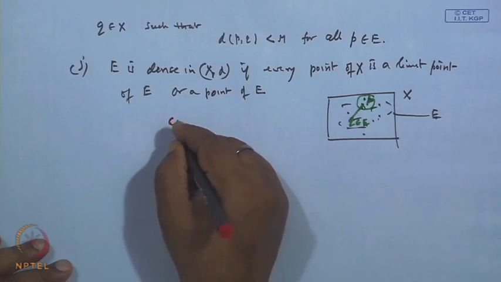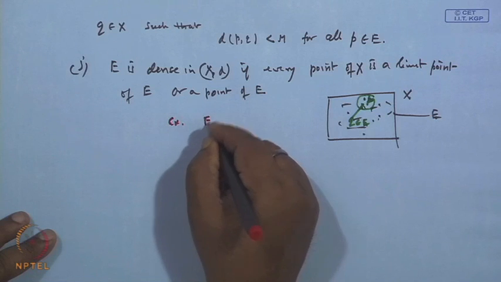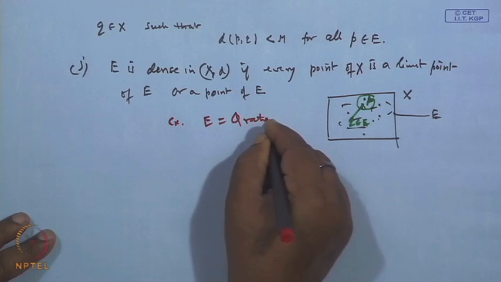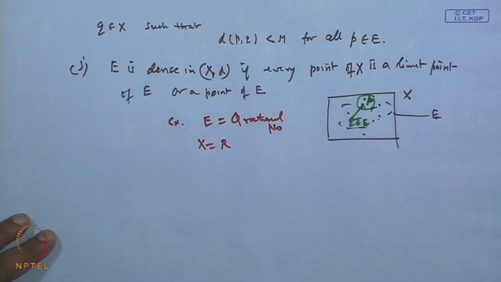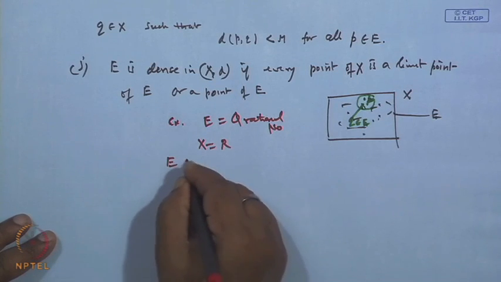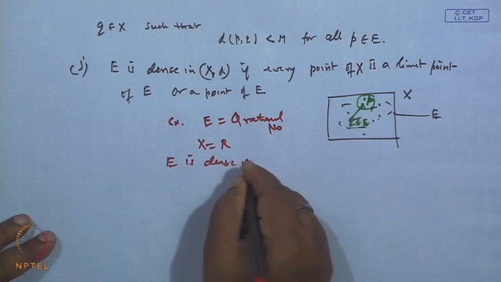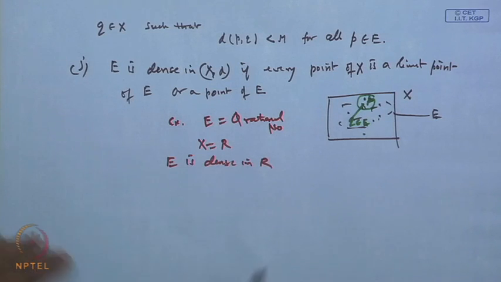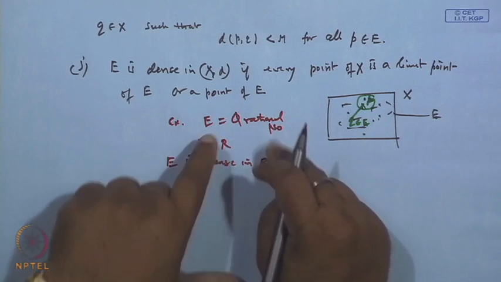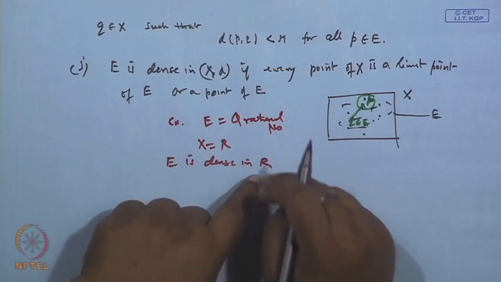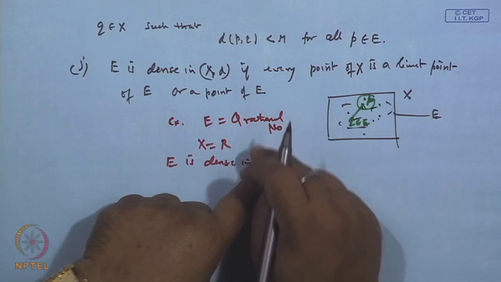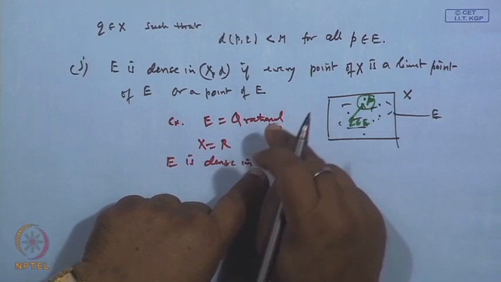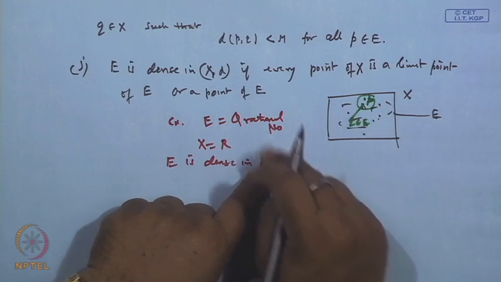For example, on the real line, our E, which is the set of rational numbers, and X is R, then this E is dense in R, because any real number can be approximated by means of rational numbers. So, if we draw any neighborhood around a real number, we get another number which is a rational point, different from this. So, this becomes dense.